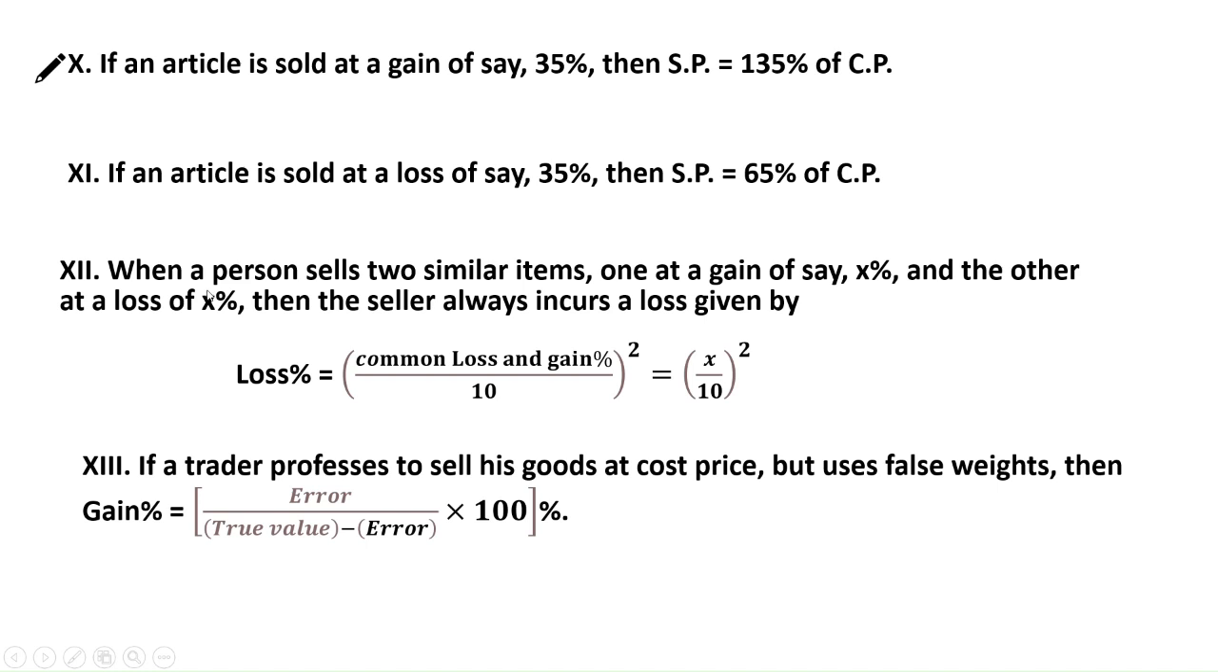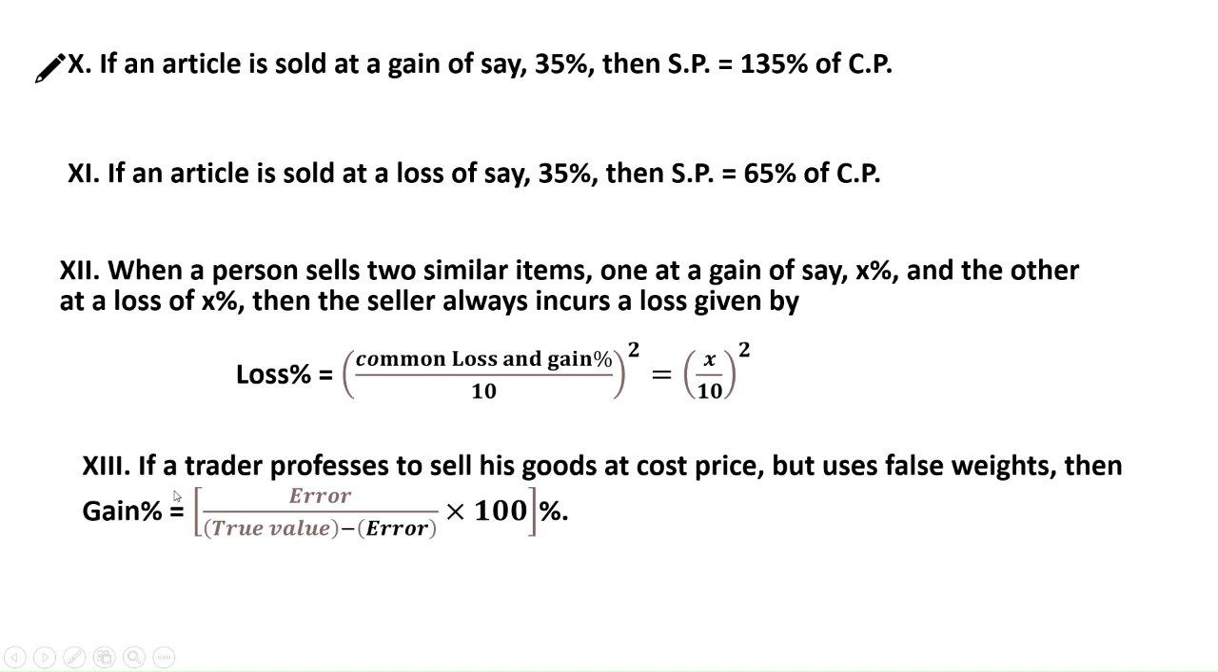When a person sells two similar items, one at a gain of say X% and the other at a loss of X%, then the seller always incurs a loss given by loss percent equal to (common loss and gain percent by 100) whole square, that equal to (X by 10) whole square.